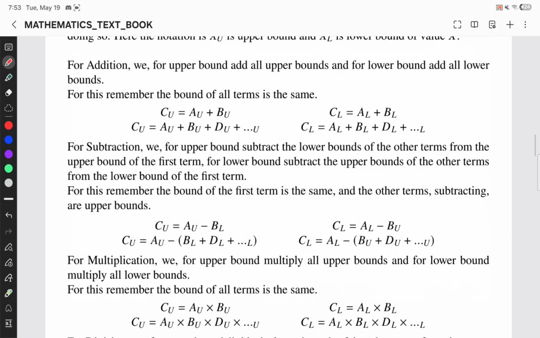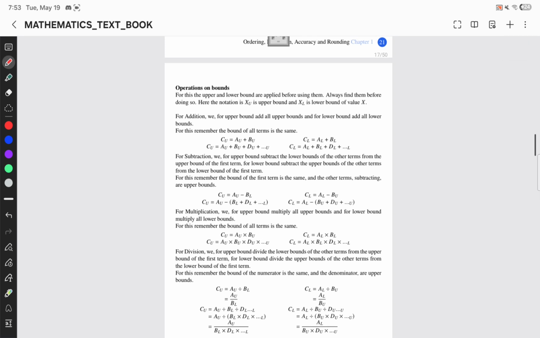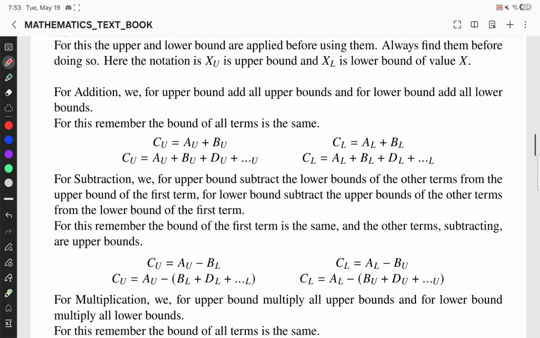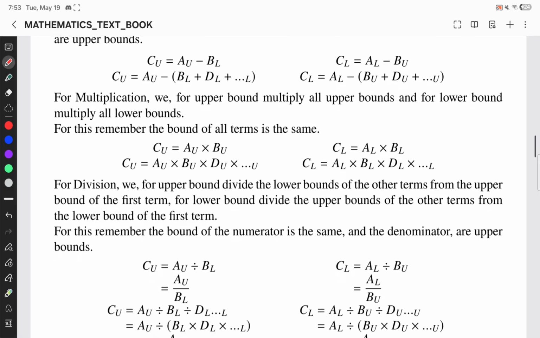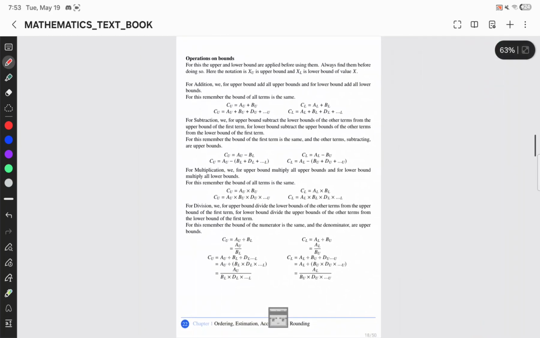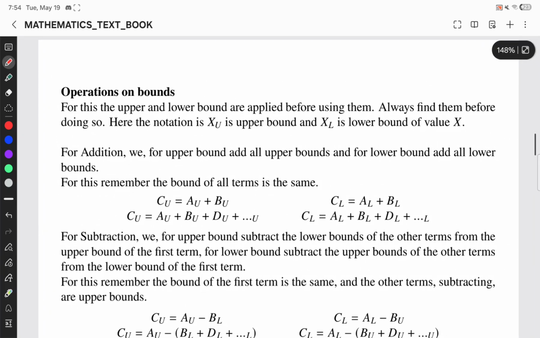Now this, okay, as I saw earlier in the video, the guide told us that we need to be careful for these, especially for subtraction and division. Okay, this may look a bit scary with the subscripts and stuff. Do not worry, I'll explain it to you. Why are you being scared? For addition, for upper bound add up all upper bounds, and for lower bounds add all lower bounds.